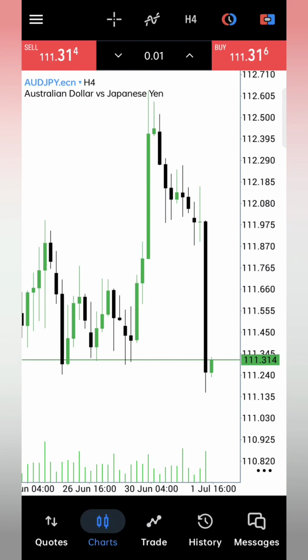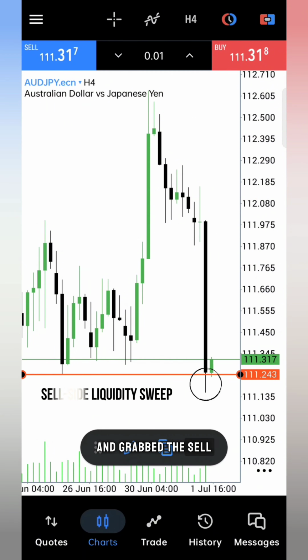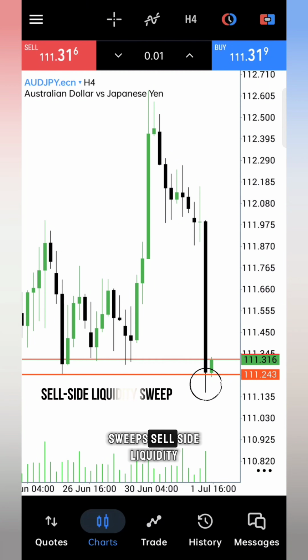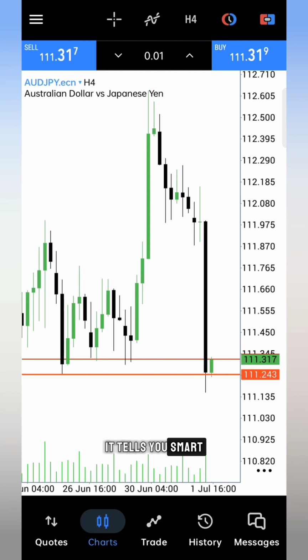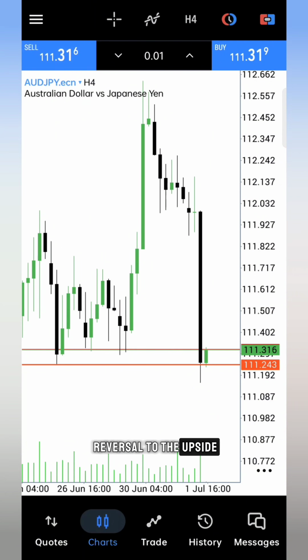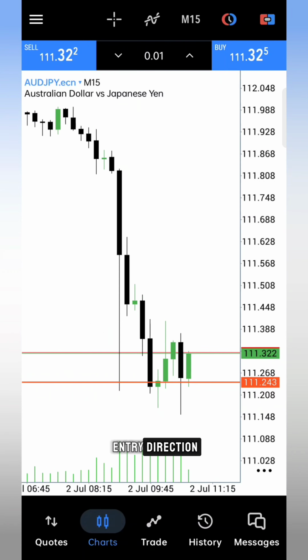And guys, here we can see that price has already broken the previous swing low and grabbed the sell side liquidity. When price breaks a previous swing low and sweeps sell side liquidity, it tells you smart money has collected the sell stops they needed. And the next move is likely a sharp reversal to the upside. I always wait for a liquidity sweep before confirming my entry direction.